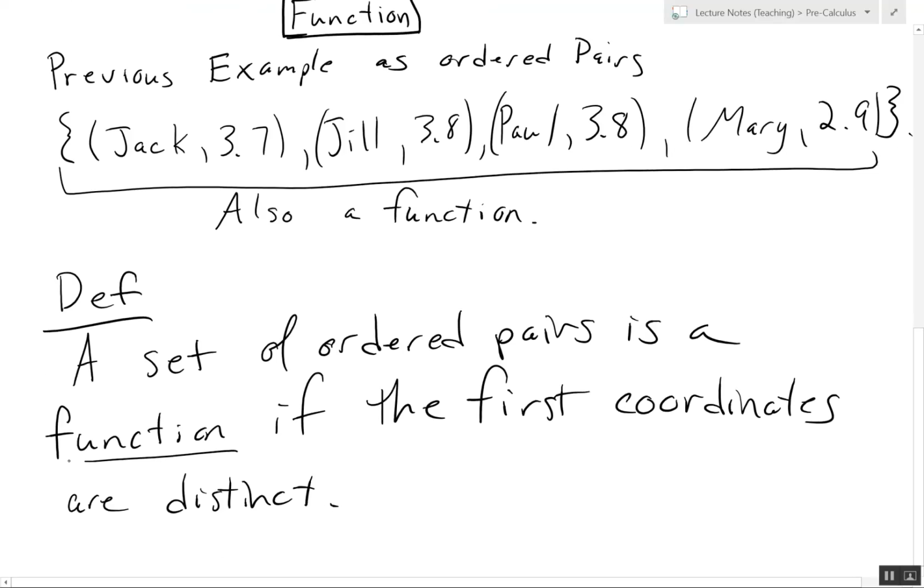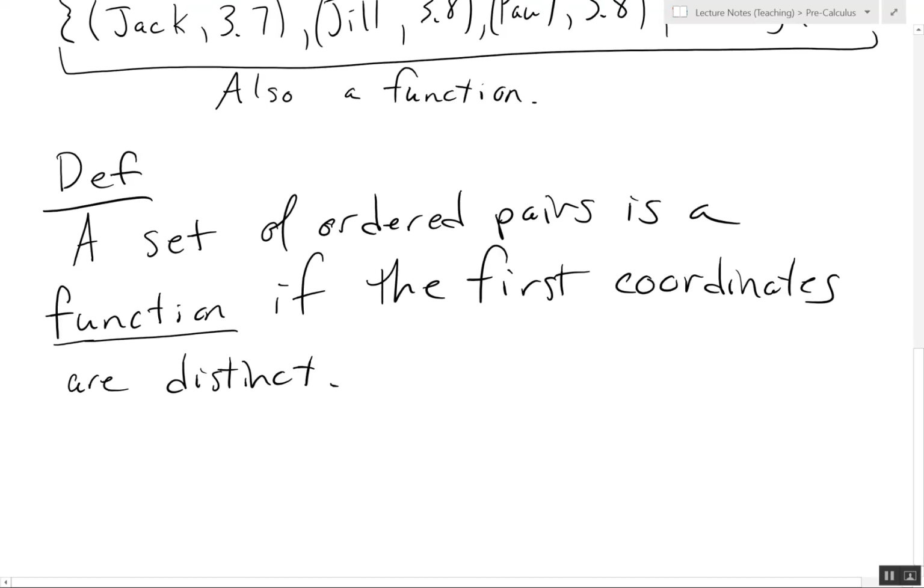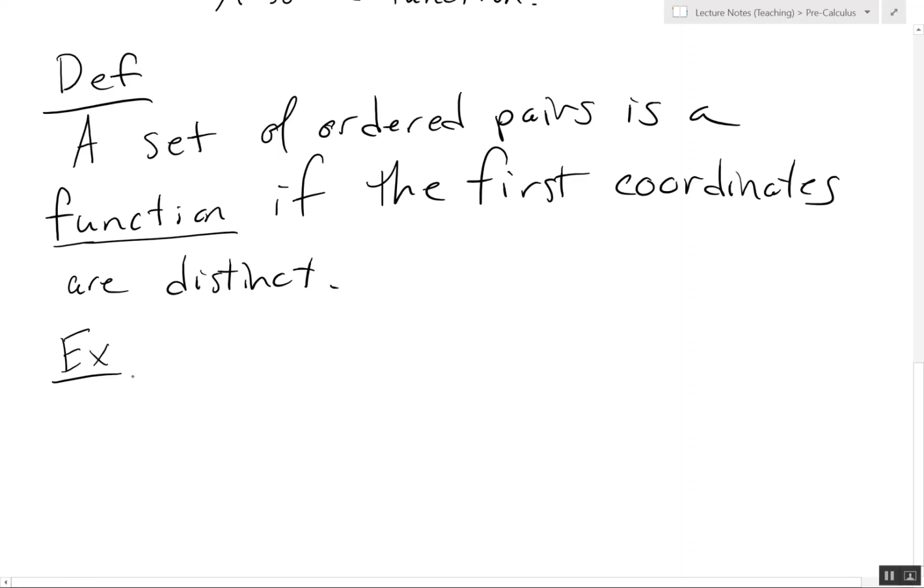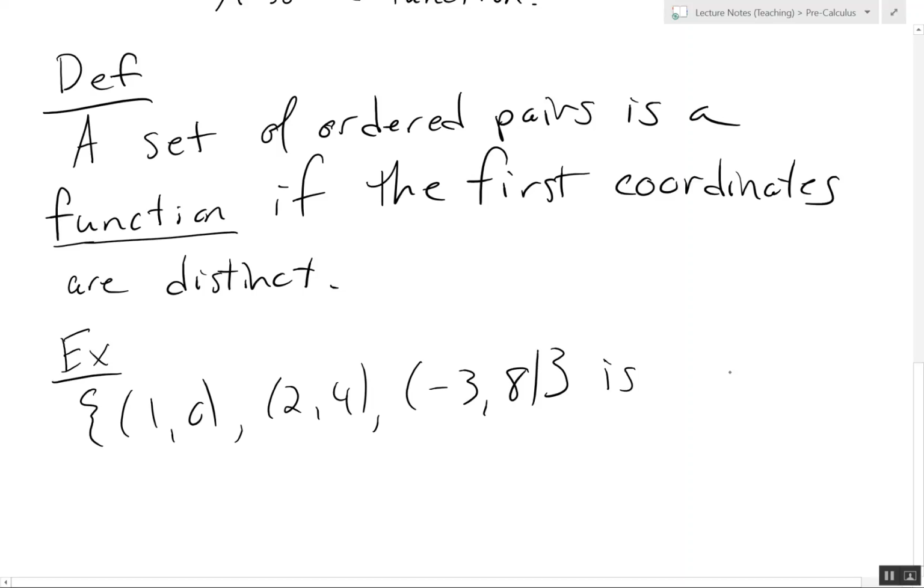So when we look at sets of numbers, really all we have to do to determine if something is a function, you just look at all the first coordinates. If there's any repetition at all, then it's not a function, it is just a relation. So for example, the set (1, 0), (2, 4), and (-3, 8) is a function, since the domain, which is just 1, 2, and -3, contains no repetitions in the list.